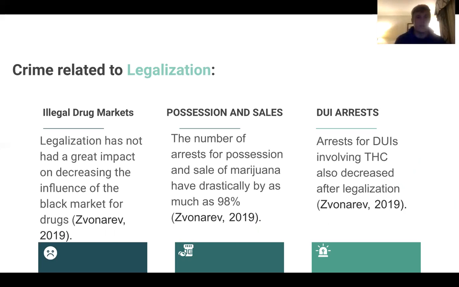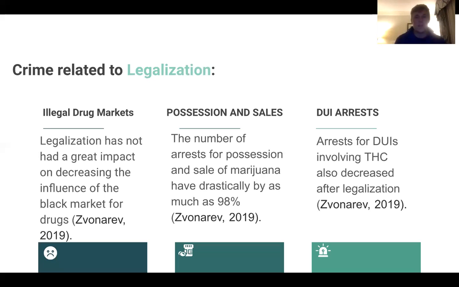And this is worrisome, as legalization has not been shown to actually decrease it, but the hope is that with increased legislation and legalization of the drug, there's going to be less impact from the black market, with the easier access to legal weed.